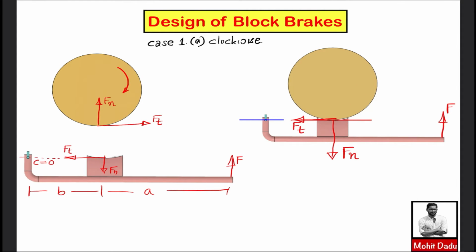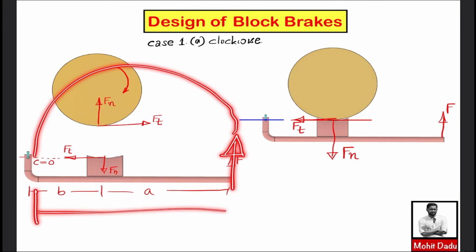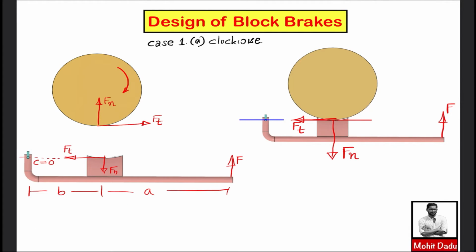Now you can take the moments created by these forces about this fulcrum. Ft creates no moment, as it passes through this point. Fn creates a clockwise moment of Fn into B, and F creates an anti-clockwise moment of F into the total distance A plus B. So I can write the clockwise and anti-clockwise moments. The clockwise moment Fn into B is equal to the anti-clockwise moment F into A plus B. Here I will represent everything in terms of the tangential force and the applied force F.